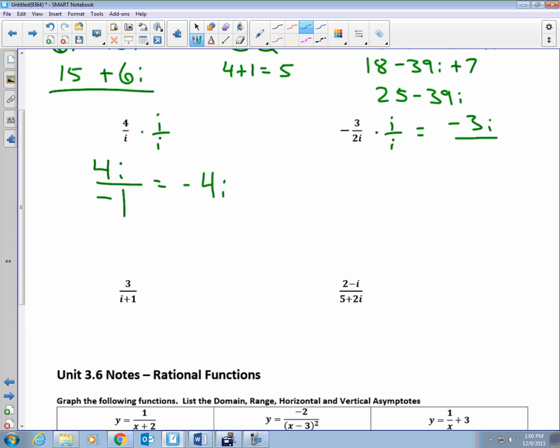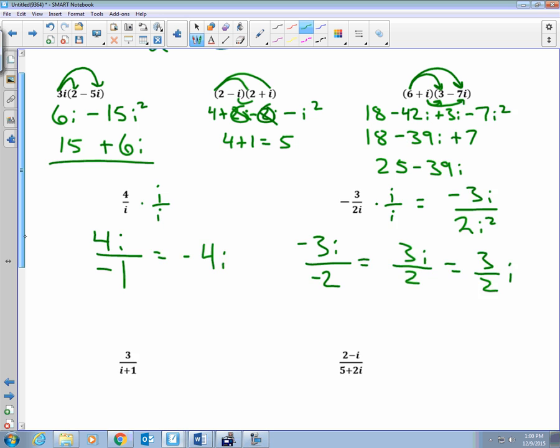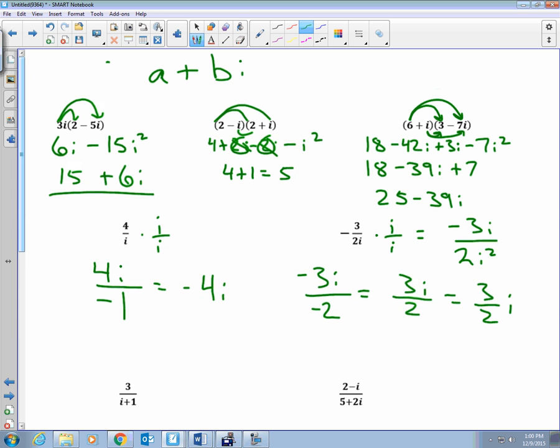In negative 3i over 2i squared, what will 2i squared come out to be? We got negative 3i over negative 2, and the negatives will cancel. You can either write your answer like that or like that. You'll see oftentimes in books, they leave the i right off to the side of the fraction so that you can, again, identify the real part and the imaginary part.